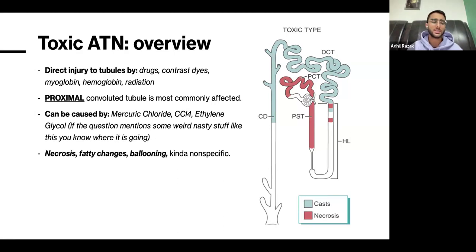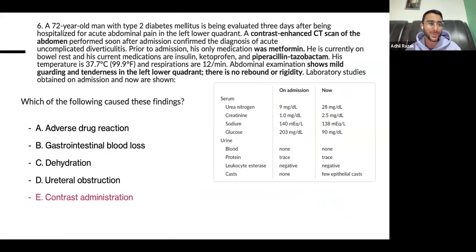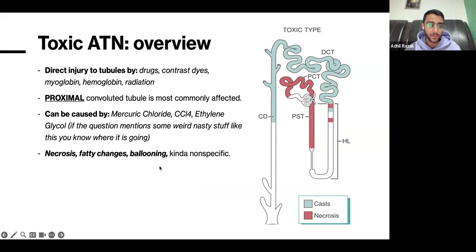Histologically, you can see necrosis, fatty changes, ballooning, and it's not very specific. The diagnosis you can make from it is from the history itself. This patient is very clear: there was something wrong with him, and then he took the contrast, and then things got worse. His kidney function got worse. He's retaining his serum urea. Urea has increased, creatinine has increased, and he has casts in his urine.